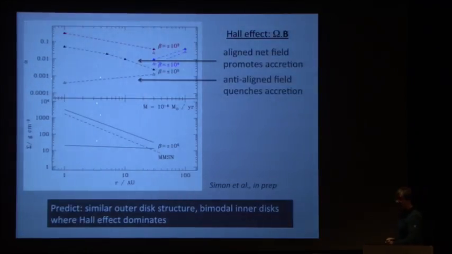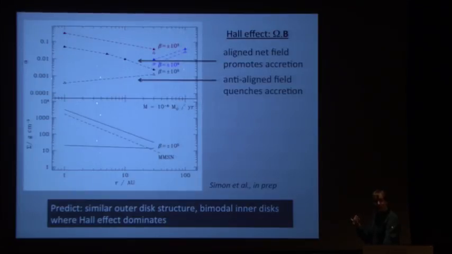Let me then just finish up by saying something about the Hall effect. I haven't mentioned anything yet about the Hall effect, and the Hall effect is notable among these non-ideal terms in that its effect on the dynamics depends on this omega dot B. So it depends not just on the strength of the magnetic field, but also on how the magnetic field is oriented relative to the rotation axis of the disk.